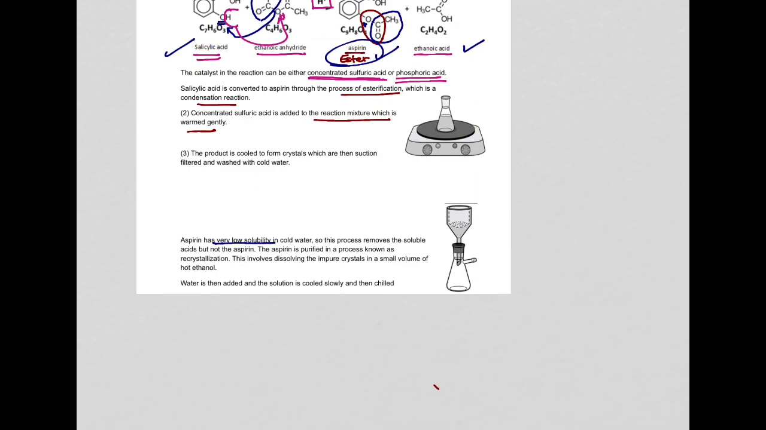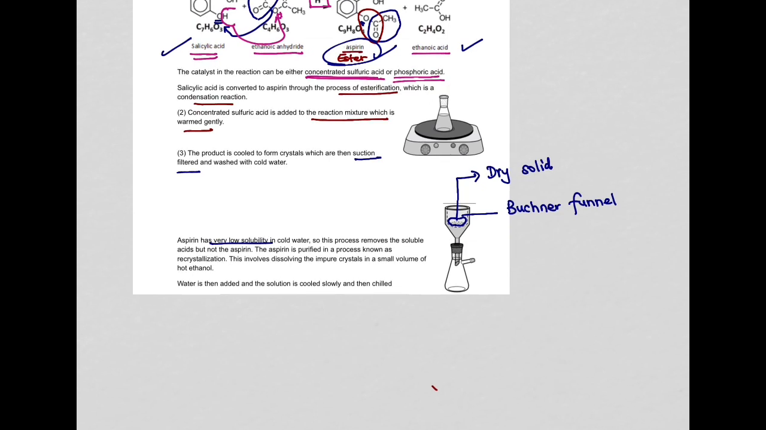We can then do suction filtration. So this is the setup for suction filtration. This is called a Buchner funnel. And the Buchner funnel will basically just filter out any mixture over here and leave you with dry solid. So we have a suction which is created over here, and this will drive off all the liquid, all the solvent in that flask, in that Buchner flask.